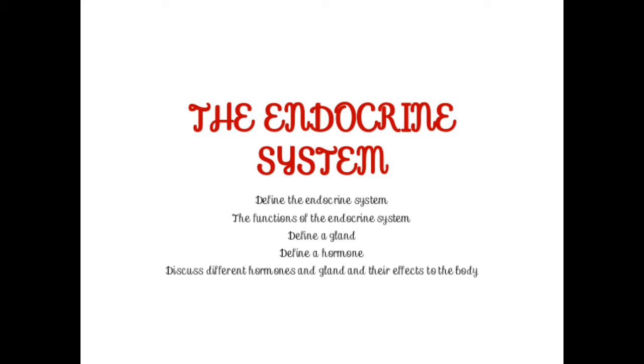So today in biology, we'll be looking at the endocrine system. We're going to define what the endocrine system is. We are going to look at the function of the endocrine system. We're going to define a gland, define a hormone, and discuss different hormones and glands and their effect on the body.